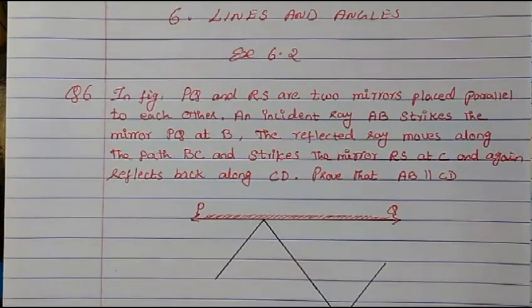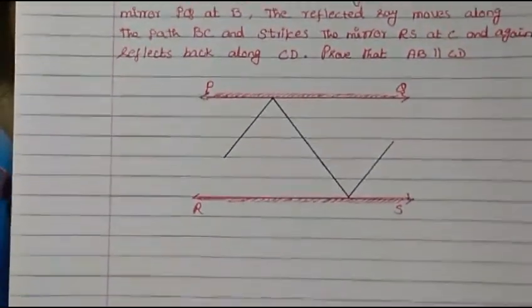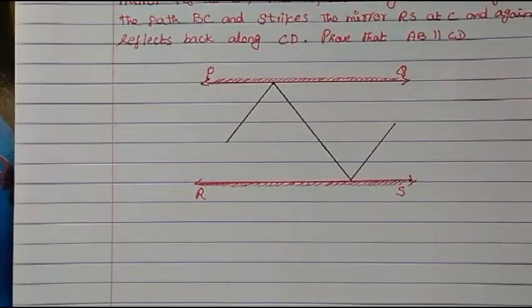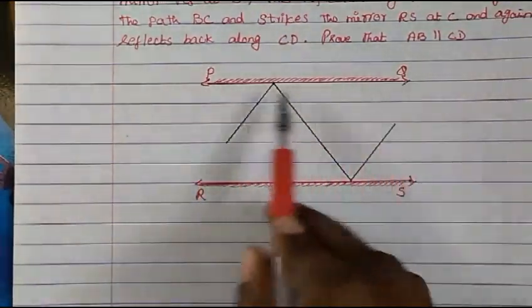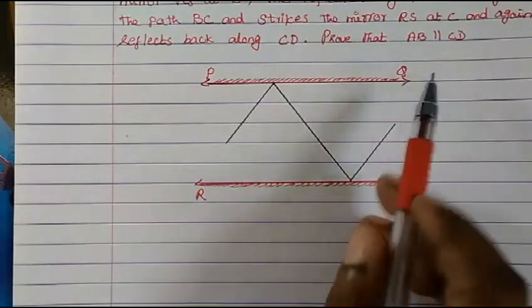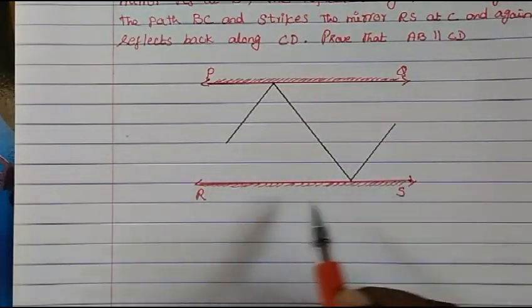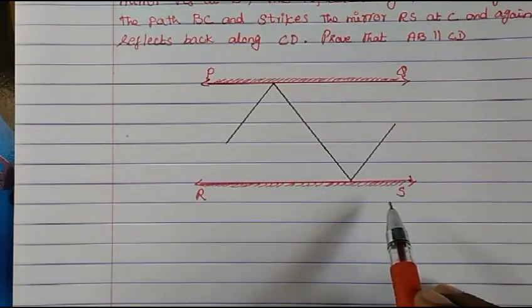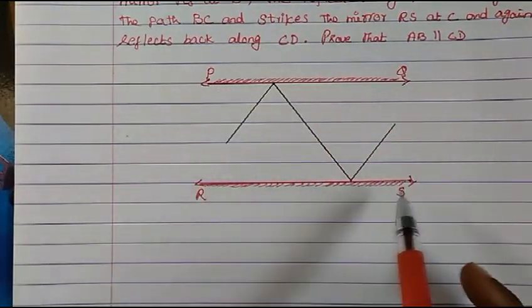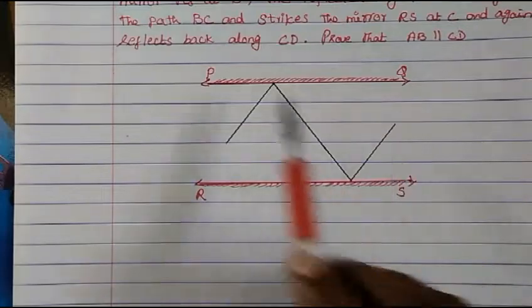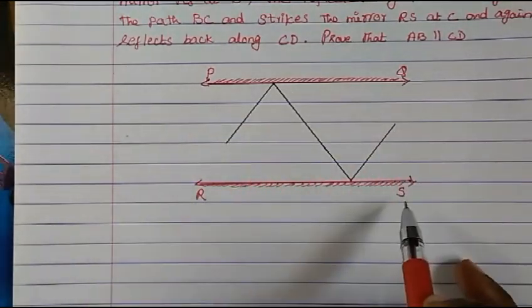So let me explain to you with the figure that is given to us. It is said this PQ, what you see in red, is a mirror, and RS is another mirror. They are placed parallel to each other. So these two mirrors are parallel, meaning PQ is parallel to RS.